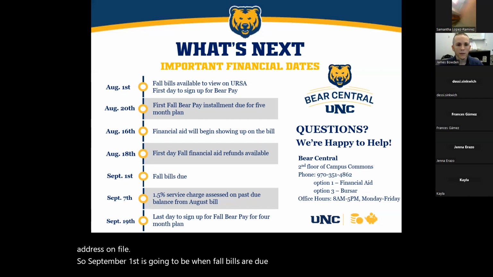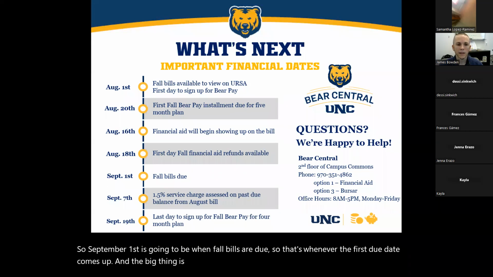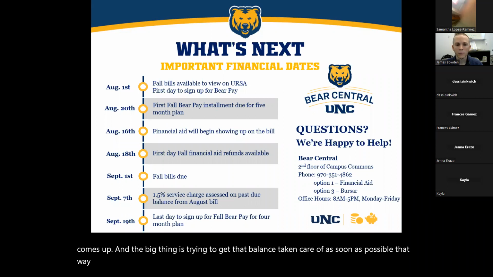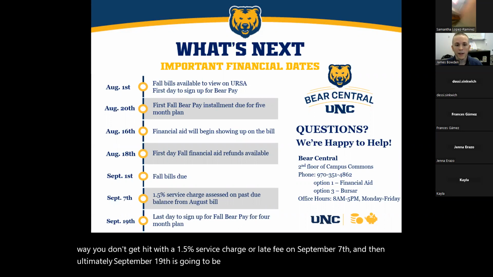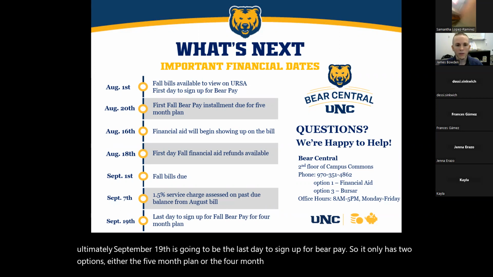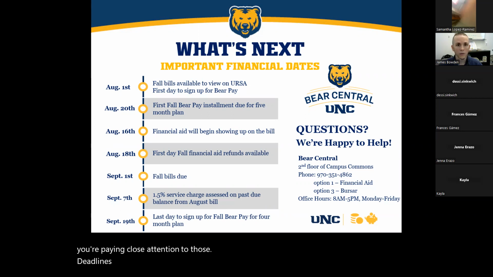September 1st is going to be when fall bills are due. So that's whenever the first due date comes up. And the big thing is trying to get that balance taken care of as soon as possible, that way you don't get hit with a 1.5% service charge or late fee on September 7th. And then ultimately September 19th is going to be the last day to sign up for Bear Pay. So it only has 2 options, either the 5-month plan or the 4-month plan. So definitely you want to make sure you're paying close attention to those deadlines and signing up if you're needing to use that Bear Pay.